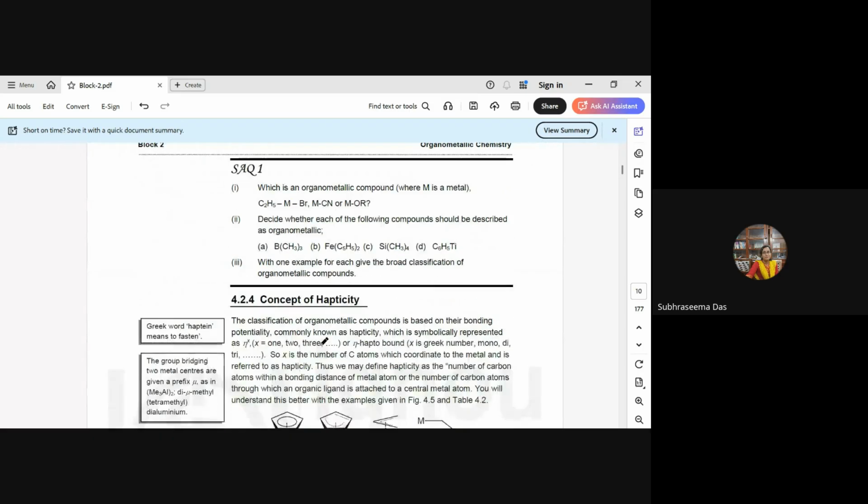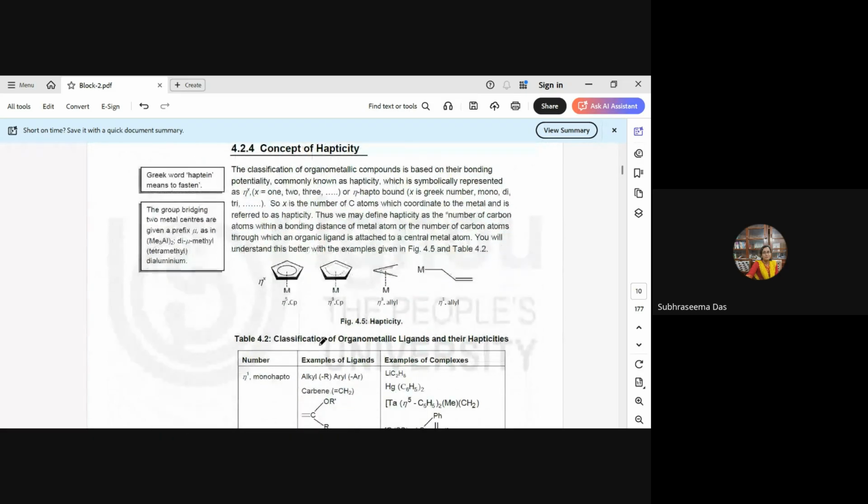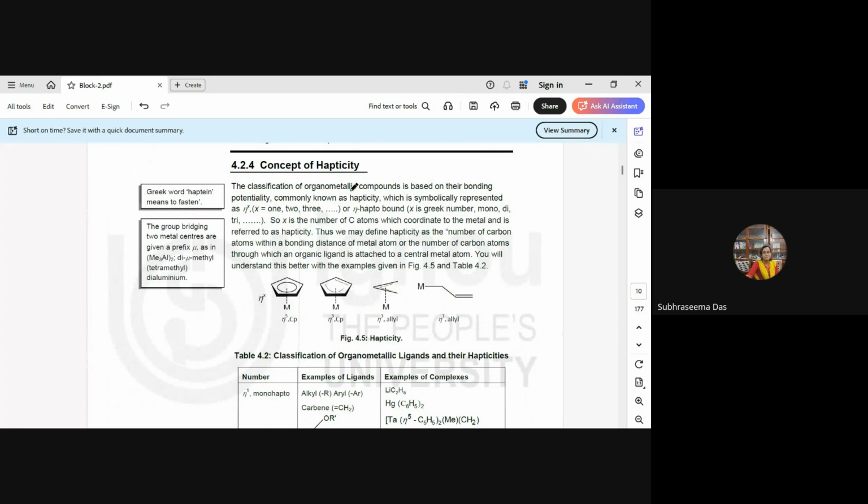Then coming to the concept of hapticity. So what is this hapticity?